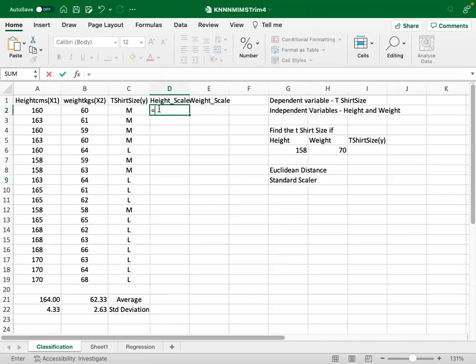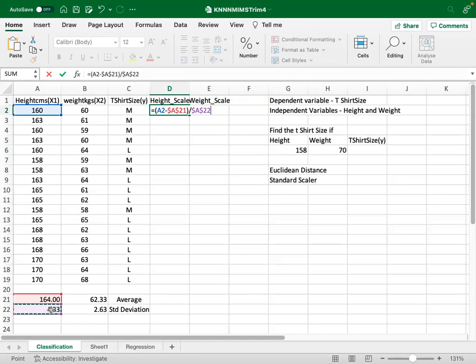Now, what is the formula of standard scaler? Is equal to open bracket x minus mean. Now, mean is common for all, right? If you are going to drag the formula, you have to fix it by pressing F4, or Fn plus F4, absolute cell referencing. Close bracket divided by standard deviation. Standard deviation is also common for all, so fix it by pressing Fn plus F4 or F4, absolute cell referencing.